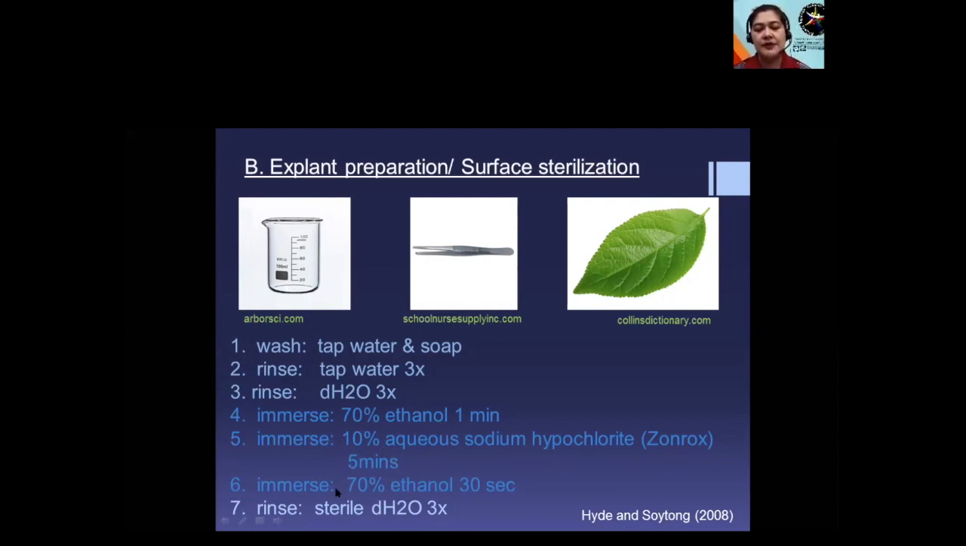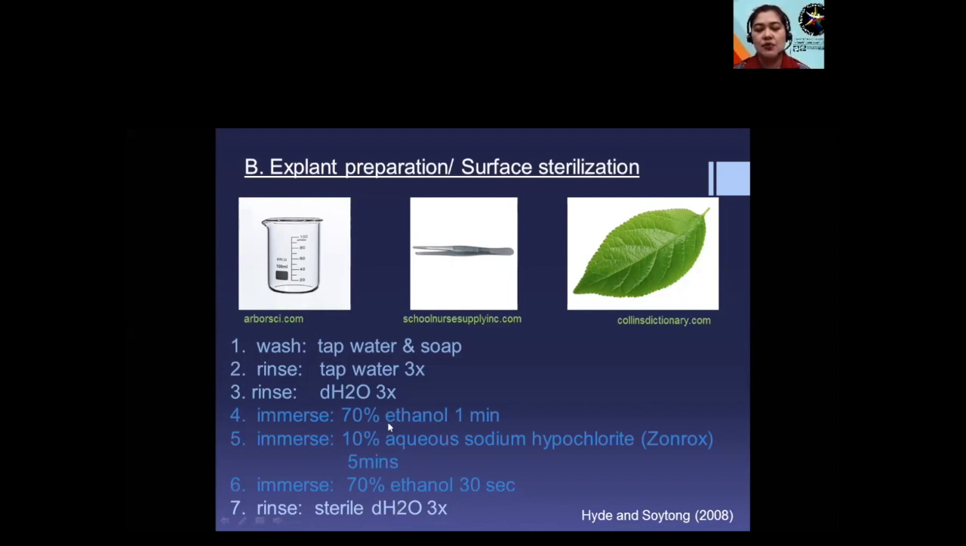And then after that, immerse it again. Buhos ulit siya and then immerse ulit sa 70% ethanol. 30 seconds po ulit yon. Okay? And then the last part, you remember yung distilled water na sinama po natin sa autoclave? Dito na po natin siya gagamitin. So we have to wash again for 3 times with the sterile distilled water.